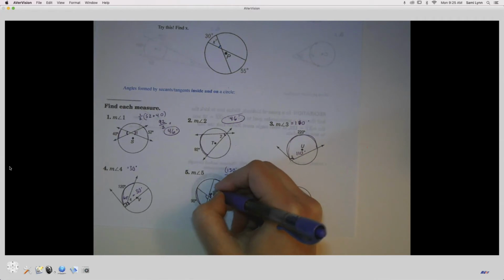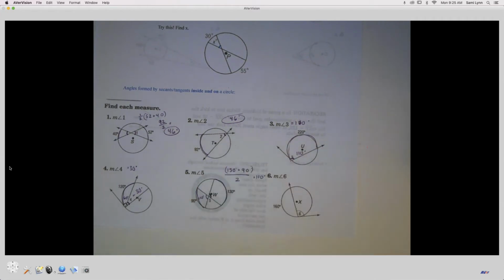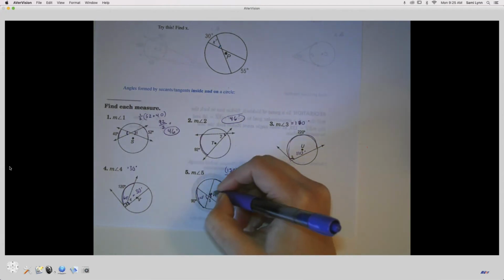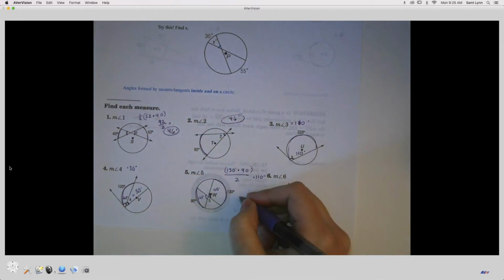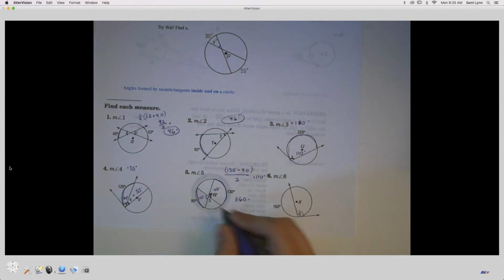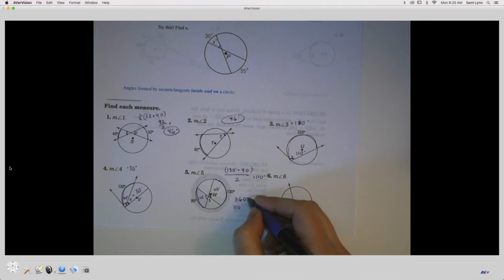So I know that this angle here is 110 degrees, but what I don't know is the measure of angle 5. So since these are vertical angles, I know both of these are 110 degrees. And think about the total angle measure for a circle. That's going to be 360 degrees. So what can I do? What if I do 360 and then I subtract 110, and then I subtract 110 again because I know that those are vertical angles and they're equal. And then what I'm going to end up with is 140 degrees.